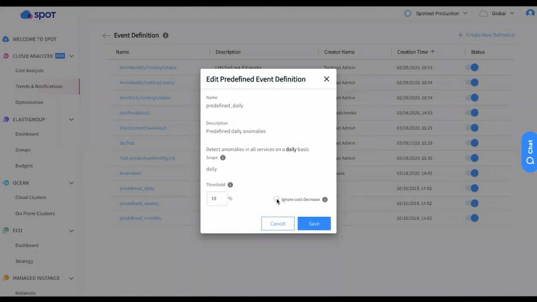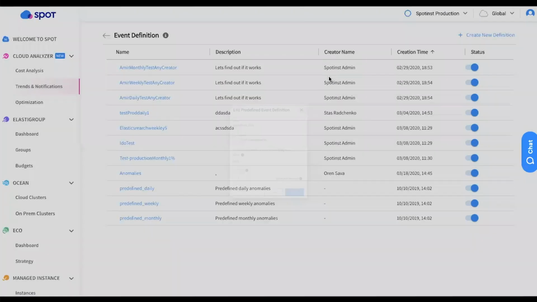Similarly, if you want to ignore downward trends, downward movement in your spend, you can. You want to spend less money? That's fantastic. Don't tell me about it. I don't need to know. Then you can select ignore any cost decrease. Of course, cost decreases in your organization could signify that something went wrong, so you may want to keep that unchecked and stay on top of that. But we give you that level of control.